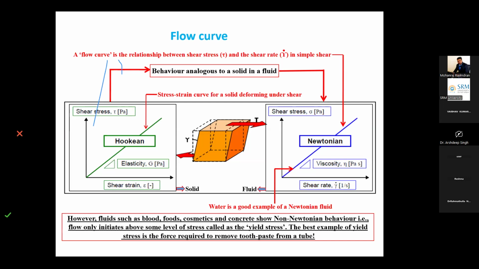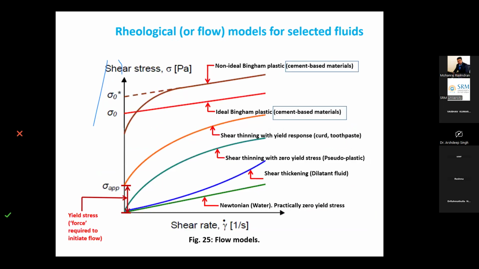Fluids such as blood, food, cosmetics, and concrete show non-Newtonian behavior. This figure, shown in blue on the right hand side, is a good example of a Newtonian fluid. But concrete is not a Newtonian fluid. It is basically a non-Newtonian fluid, closer to what we call a Bingham fluid, and all cement based materials are Bingham fluids.